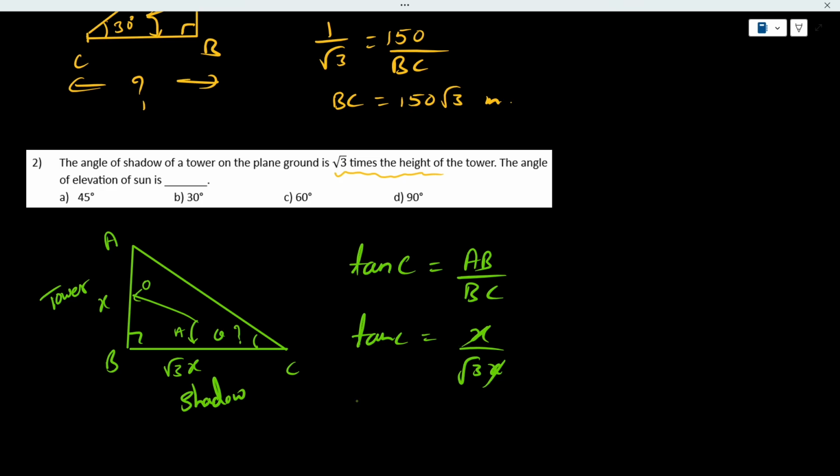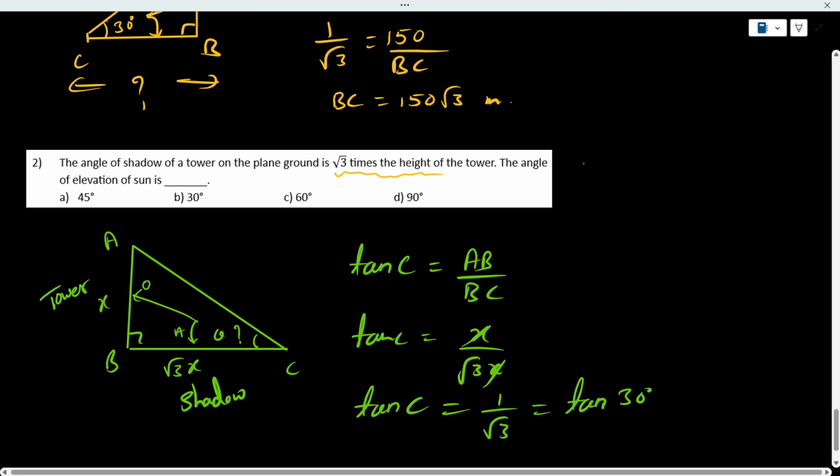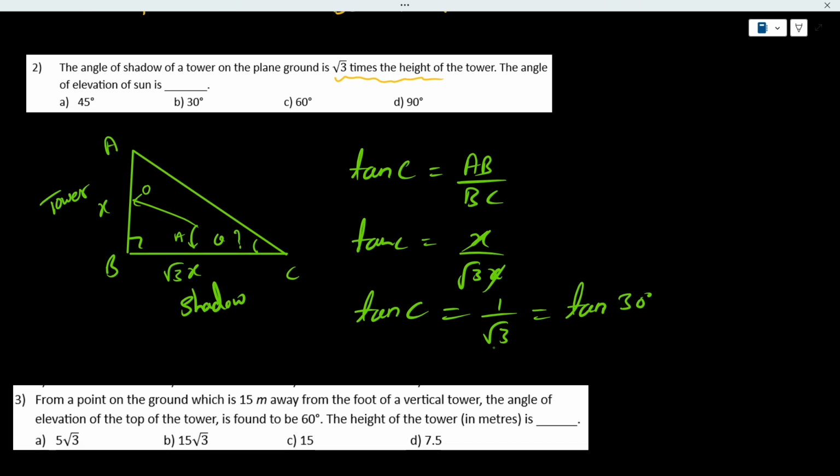Now you have to observe this, because I need to get the value of the angle, and 1 by root 3. You know that 1 by root 3 is tan 30 degrees, right? You need to remember all the specific angle rules, so it's very easy to find the answer. So your angle of elevation is going to be 30 degrees, right? So this is the answer.